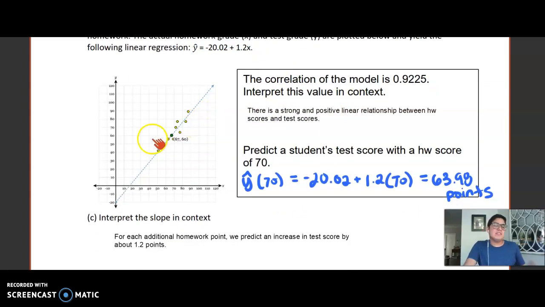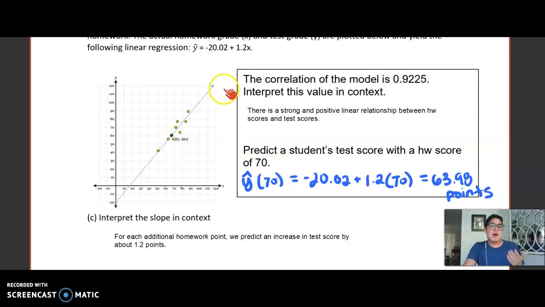We are told, right, so in the scatter plot I can see it looks positive, linear, and strong, but then I'm also told the actual value of the correlation coefficient. So here I can say that there appears to be a strong and positive linear relationship between homework scores and test scores, and I can verify that using the scatter plot.